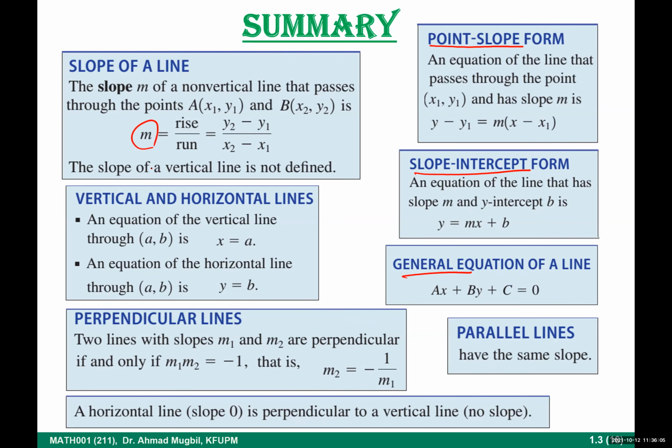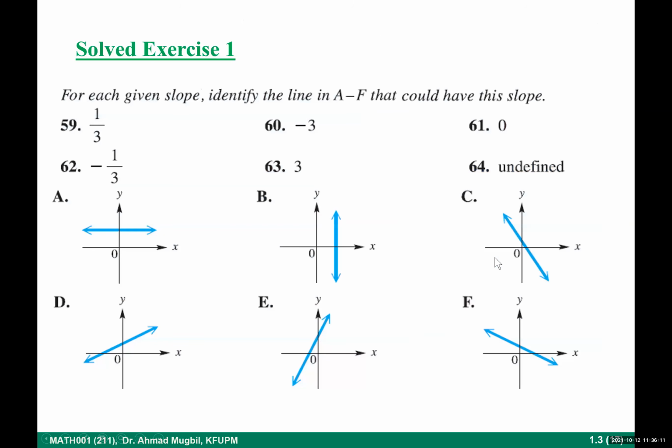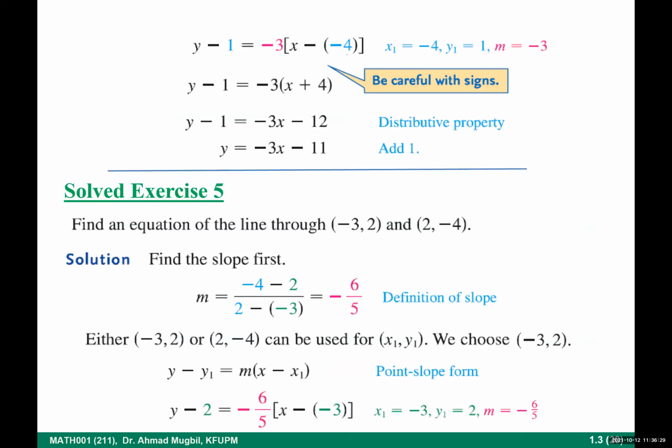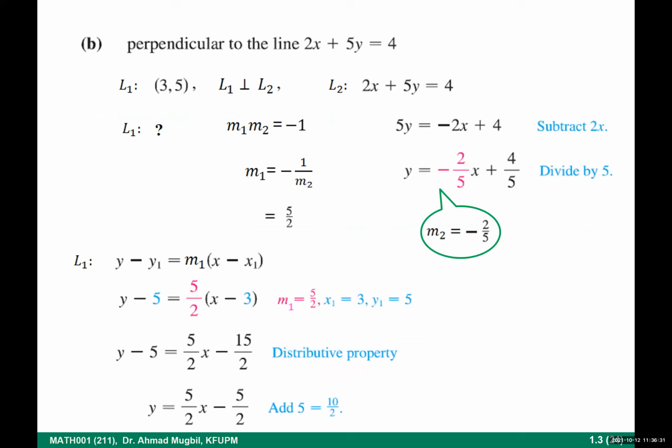How to find the slope, the vertical, horizontal line, perpendicular, and parallel lines. And you have here many interesting exercises, like this one, for example. Here you have 6 slopes and 6 lines. You need to match between them. And I will leave it for you to have fun. Try to solve it, try to practice. Don't see the solution, just try to solve, then check the solution.